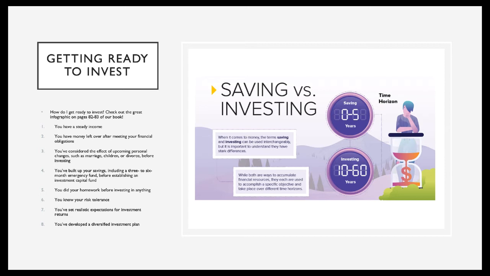Right? So that's step 3. Step 4, you've built up your savings, including a 3 to 6 month emergency fund, and that you've got that safely tucked away before you start really aggressively establishing an investment capital fund.